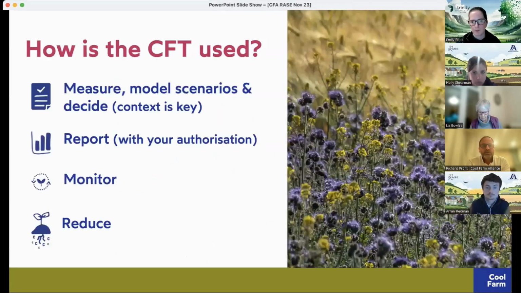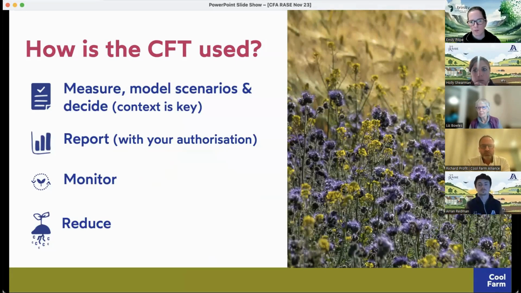In terms of how it's used, essentially it's around initial baselining at the farm level, so farmers can measure and model scenarios for their farm and use that to decide what they might want to be doing next for their farm management plans. And context is key here because it is. The farms are different, and you don't really want tools making recommendations or guidance or instruction about what you should be doing on your farm from a remote position.